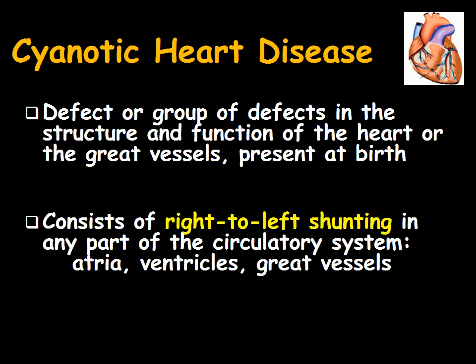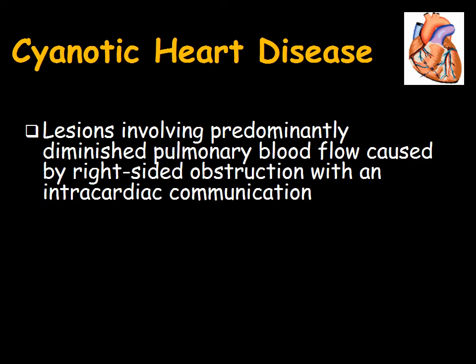Cyanotic heart disease is a defect or group of defects in the structure and function of the heart or the great vessels which is present at birth. It consists of right-to-left shunting in any part of the circulatory system: the atria, ventricles, or the great vessels. These are lesions involving predominantly diminished pulmonary blood flow, caused by right-sided obstruction with an intracardiac communication.